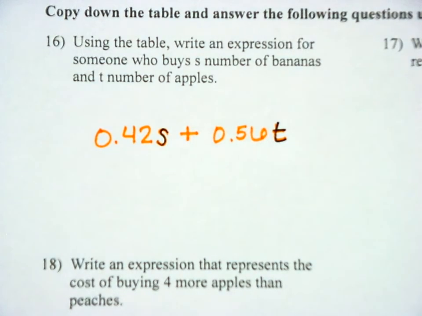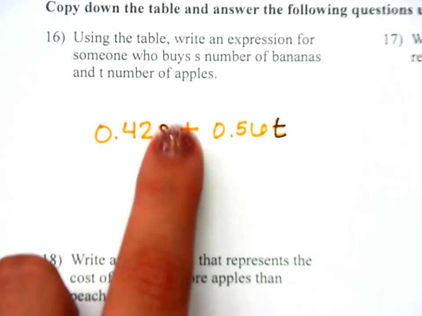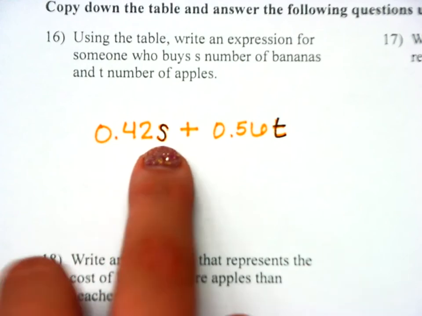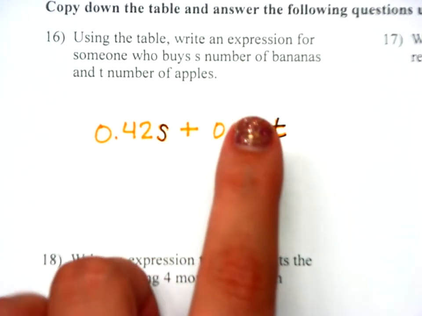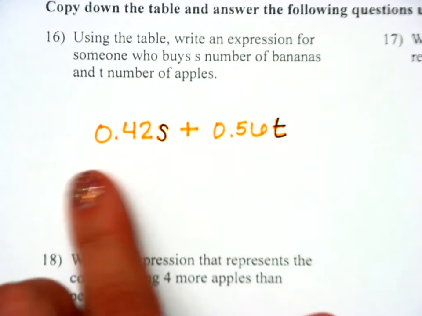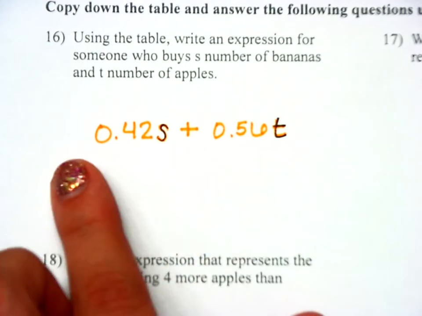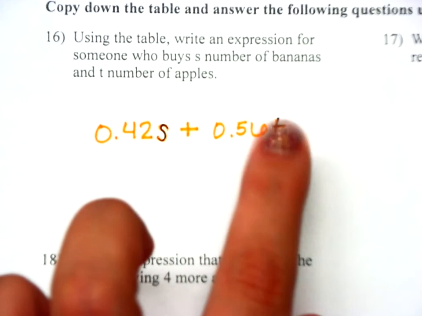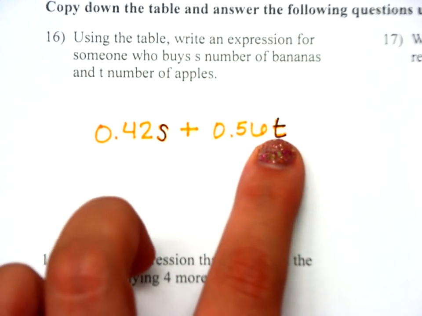So this expression represents buying S number of bananas. So we take the price times the number, and then we're going to add the price of apples times how many we buy. So that's it. That's the expression. This represents how much it would cost to buy some unknown number of bananas plus some unknown number of apples. All right, moving on.